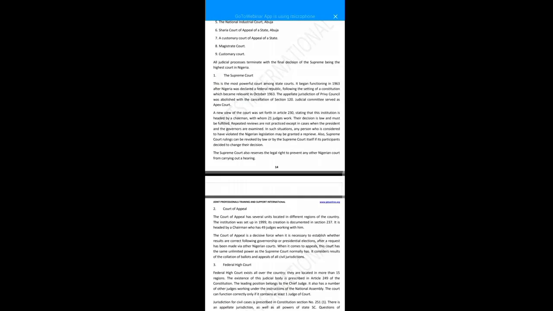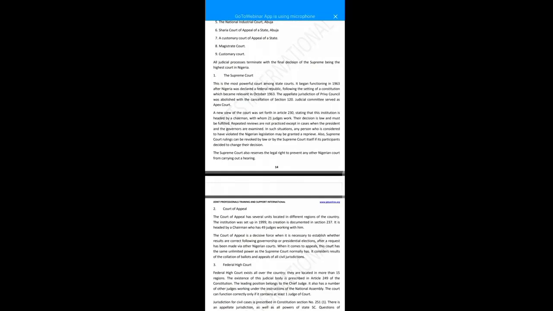So the Court of Appeal was established to help following or in correction of any form of election, like a governorship or presidential election. That's after a request must have been made to the court.